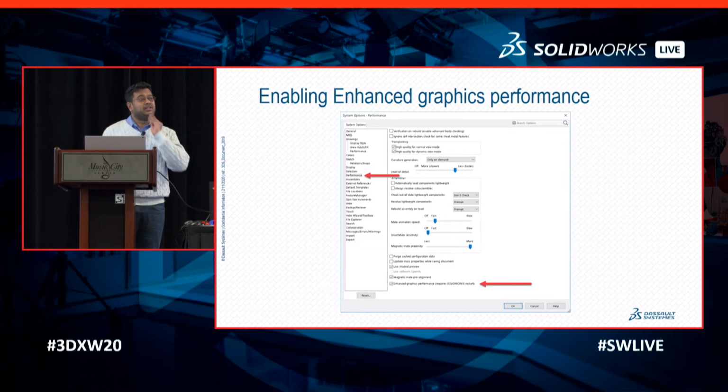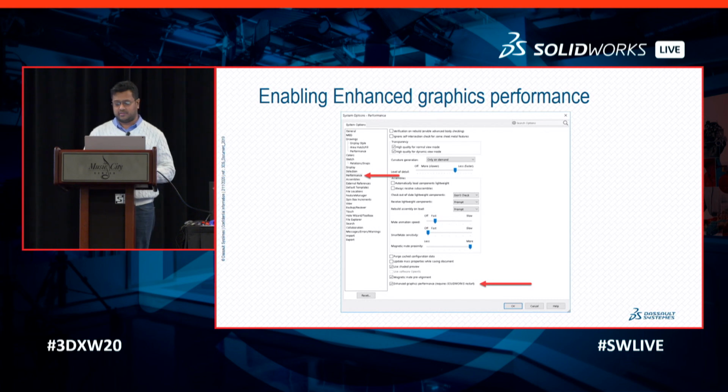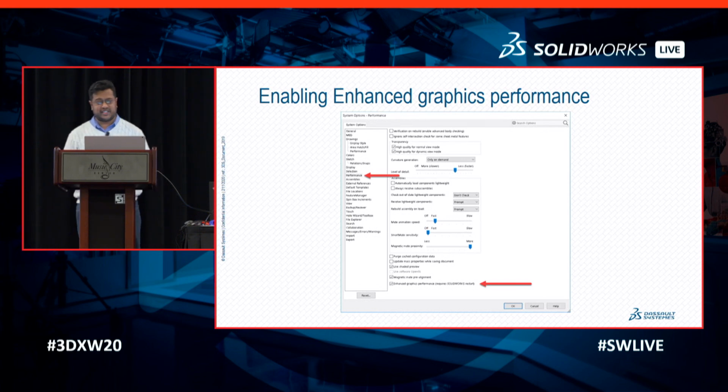So how do we enable the enhanced graphics performance option? If you go to Tools and then Options, there's a checkbox to enable or disable it. It's called Enhanced Graphics Pipeline, and it requires a SolidWorks restart. In SolidWorks 2019, this used to be a beta feature, and you had to explicitly turn it on to utilize it. Whereas in SolidWorks 2020, it has been turned on by default, but you still have the checkbox to disable it as a safety net.